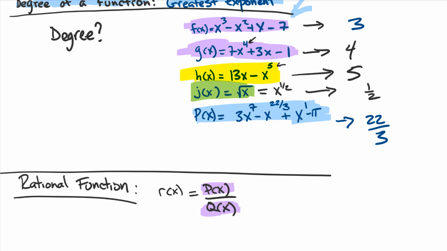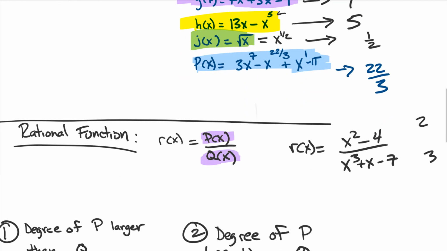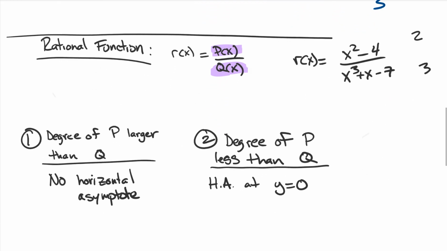I just want to talk about the degrees of the functions. Say, for example, r of x equals x squared minus 4 over x cubed plus x minus 7. What's the degree of the top? 2. What's the degree of the bottom? 3. Cool. Let's talk about horizontal asymptotes.